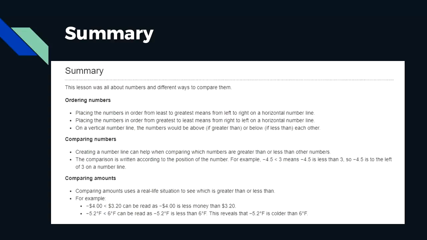Okay, take a look at our summary of what we covered today. We covered ordering numbers from greatest to least or least to greatest on a horizontal number line. So you should be able to do that. We talked about comparing numbers greater than or less than. We talked about comparing amounts such as temperature and money. If you are comfortable with this, then after today's session, you can go ahead and do the assessment for this one. If not, go ahead and go back through the lesson.